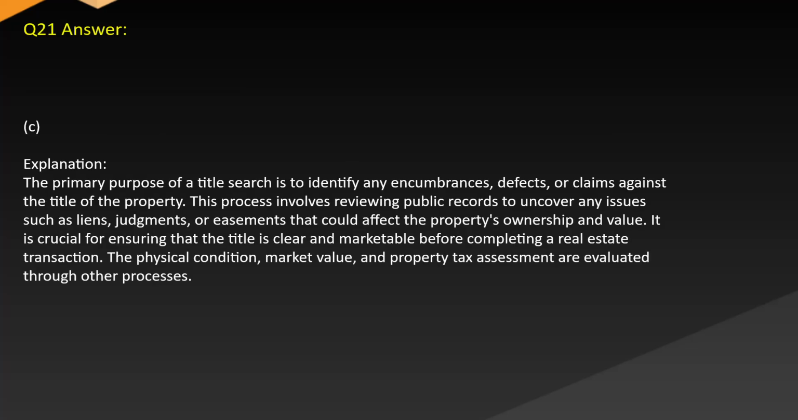Answer C. Explanation. The primary purpose of a title search is to identify any encumbrances, defects, or claims against the title of the property. This process involves reviewing public records to uncover any issues such as liens, judgments, or easements that could affect the property's ownership and value. It is crucial for ensuring that the title is clear and marketable before completing a real estate transaction. The physical condition, market value, and property tax assessment are evaluated through other processes.